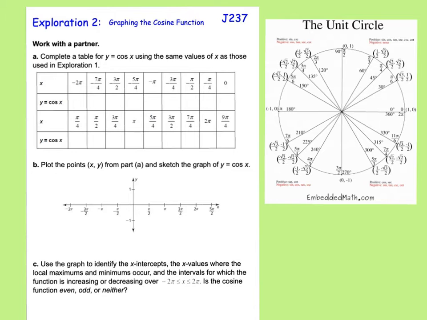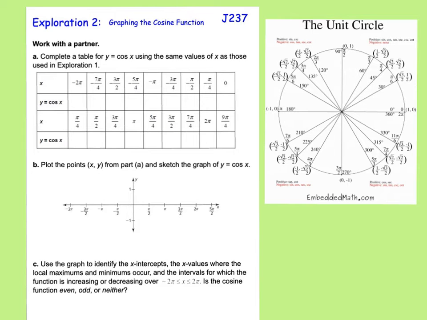Then at pi over 4 our cosine value is root 2 over 2. At pi over 2 our cosine value is going to be 0. At 3 pi over 4 our cosine value is going to be negative root 2 over 2. And then at pi, which is right here, we are going to have a cosine value of negative 1. And the next one is 5 pi over 4. So 5 pi over 4 is here, cosine value of negative root 2 over 2.